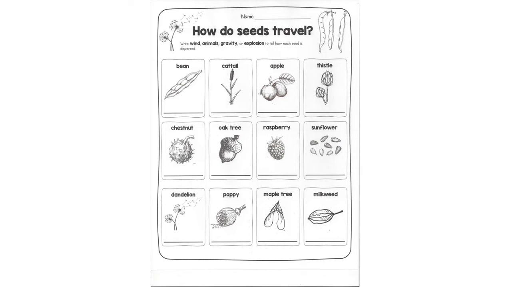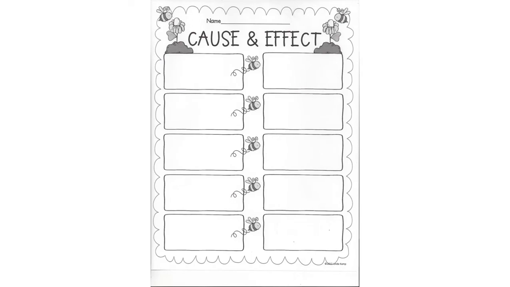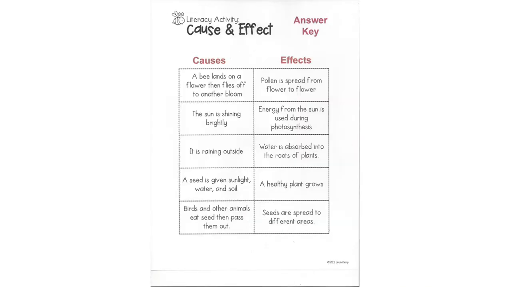And the other worksheet that we're going to do is a cut and paste. You have cause and effect with bumblebees. You'll see that there's a page that has some different words on there. I'm just going to go to one of the answers so you can see it. For example, it says, a bee lands on a flower, then flies off to another bloom, and you have to find the answer that goes with it. Pollen is spread from flower to flower.